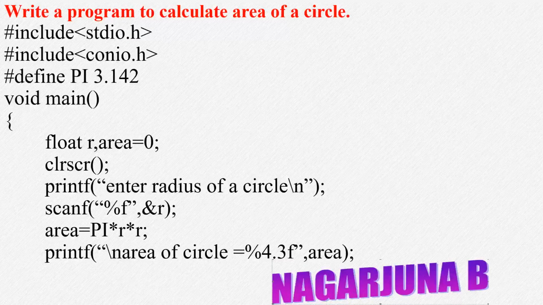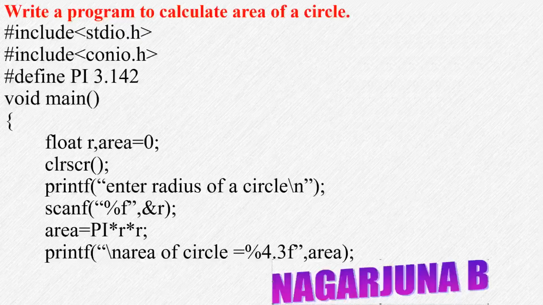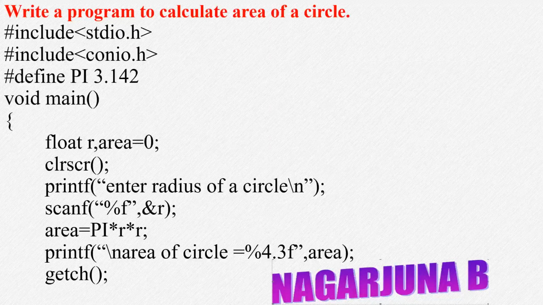So here it will display area of a circle is equal to, where I have written percentage 4.3f. In that place it will be replaced with the value of area. After that getch open bracket close bracket semicolon. After that write down the closing flower brace which indicates the end of main.